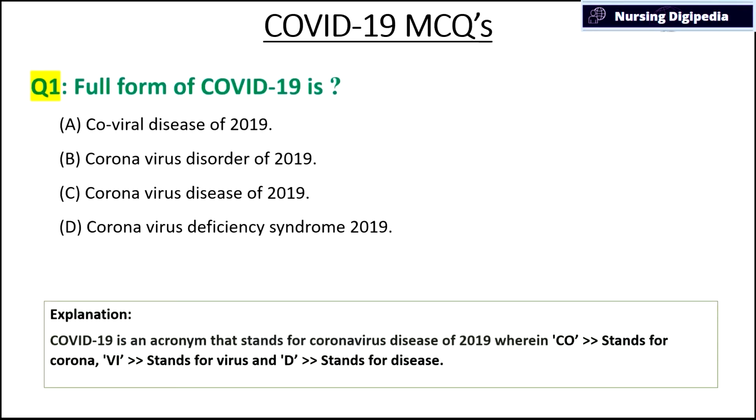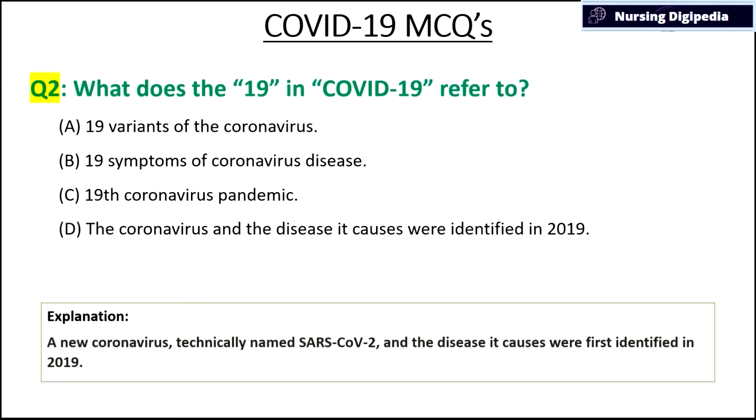Question 1. Full form of COVID-19 is: A. Coviral disease of 2019, B. Coronavirus disorder of 2019, C. Coronavirus disease of 2019, and D. Coronavirus deficiency syndrome 2019. And the answer is C. COVID-19 is an acronym that stands for Coronavirus Disease of 2019, wherein CO stands for corona, VI stands for virus, and D stands for disease.